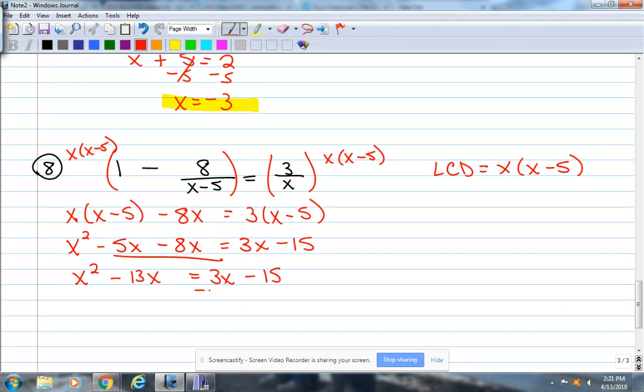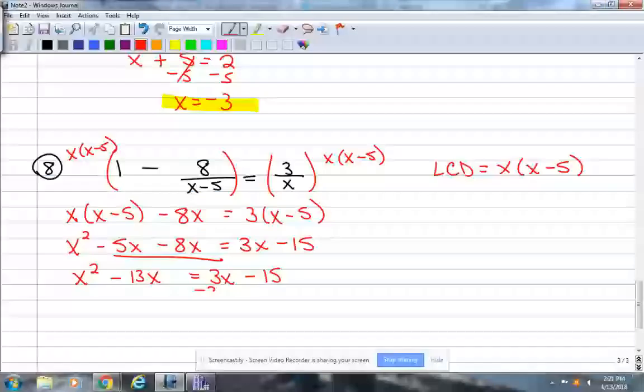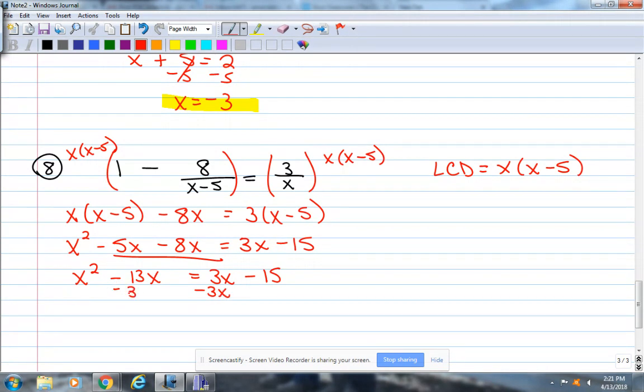So I'm going to subtract 3x. Y'all with me? Negative 13x and negative 3x, they're both the same sign, so I add them. So that's negative 16x. So x squared minus 16x plus 15 equals 0 because I got everything on that side. Now that's a trinomial we can factor. I need 2 numbers that multiply to get 15 and add to get negative 16.